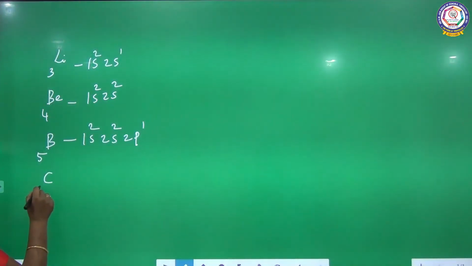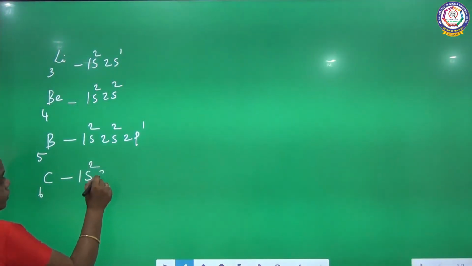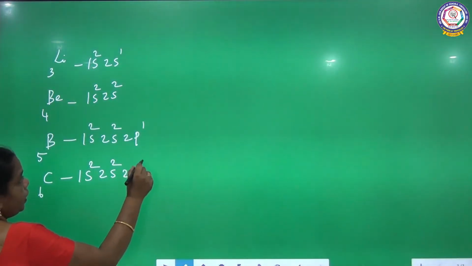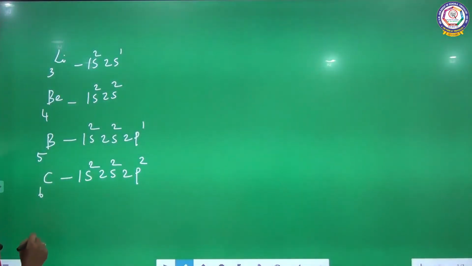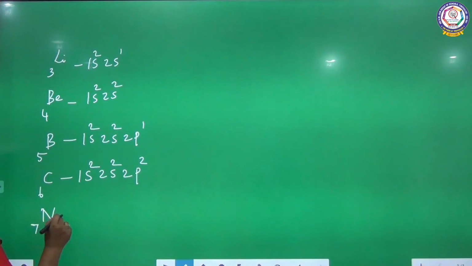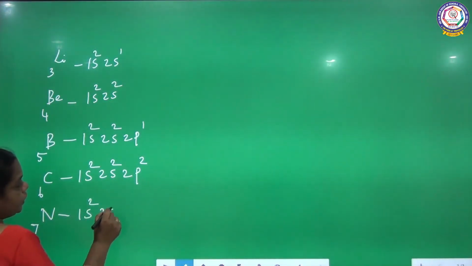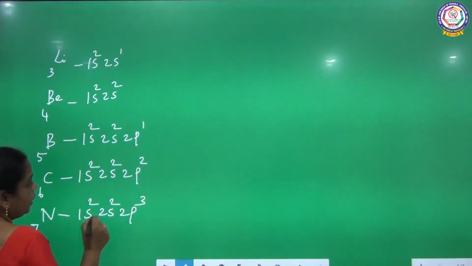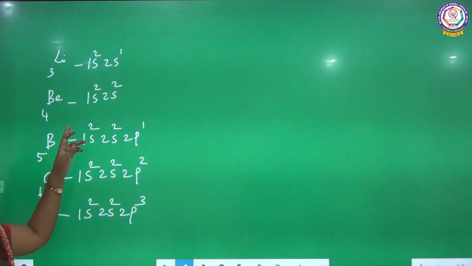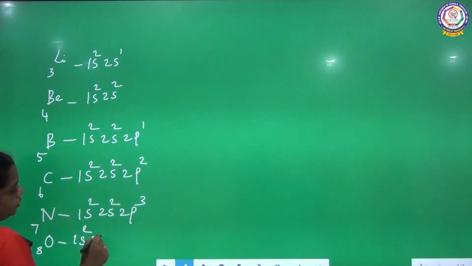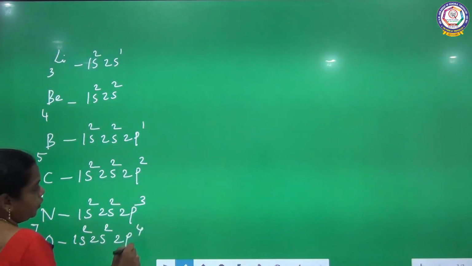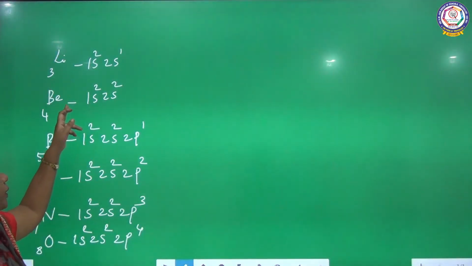Then carbon 6, 1s2, 2s2, 2p2. Here 2 plus 4 is 6 electrons. For boron, 2 plus 3, 5 electrons. Nitrogen 7, 1s2, 2s2, 2p3, 4 plus 3, 7. Then oxygen 8, 1s2, 2s2, 2p4. So these are all the elements belonging to the second period.